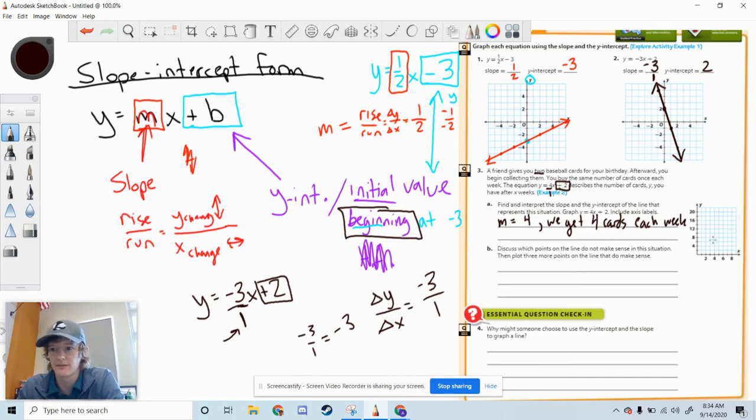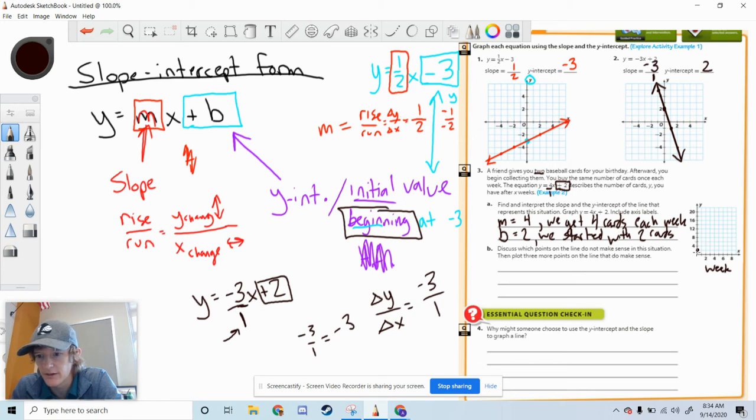We'll graph that using this graph in a moment. So our m was 4 because we get 4 each week. Every week we get 4 more, 4 more, 4 more. So it's going to go up by 4 every 1 week. In the next part, our y-intercept is 2. We started with 2 cards. So our starting value, we're starting at 2.